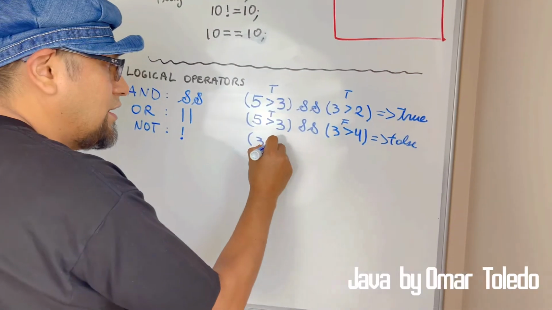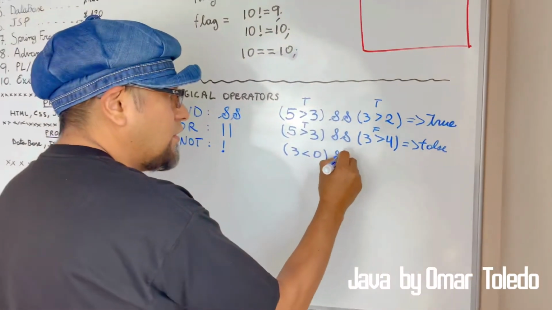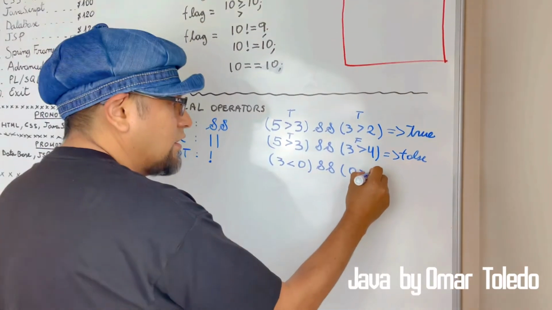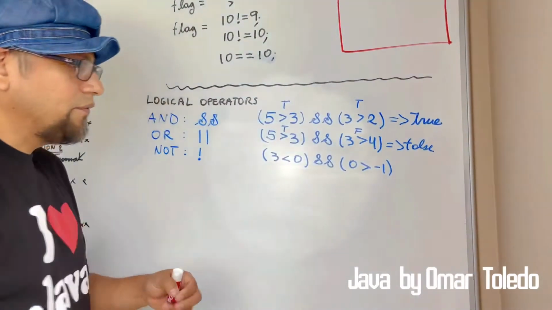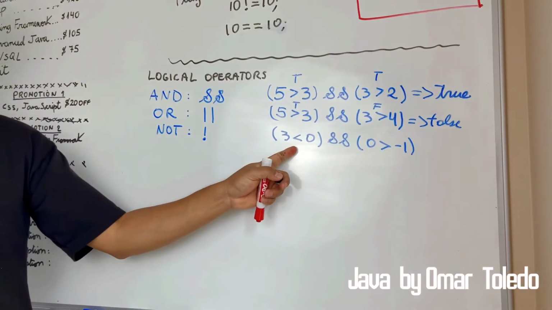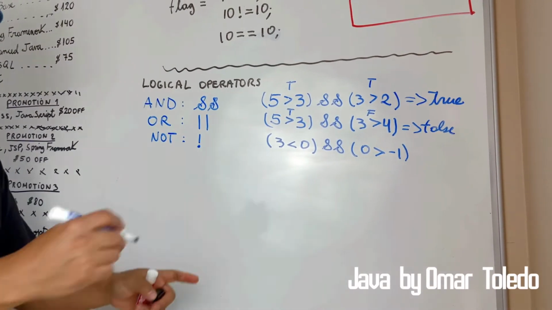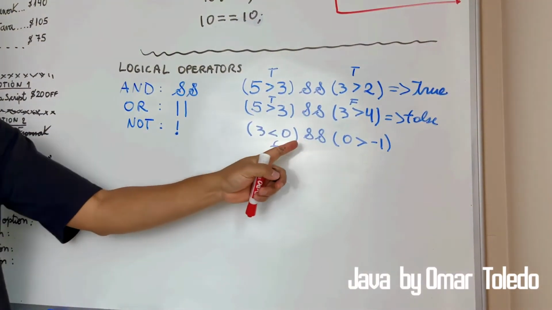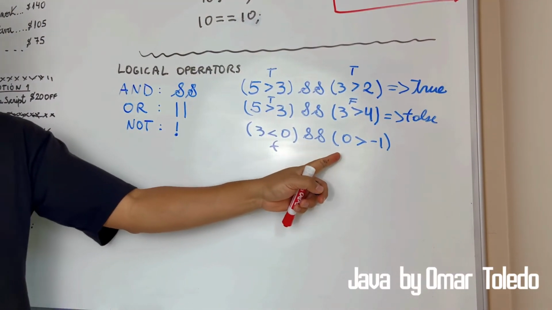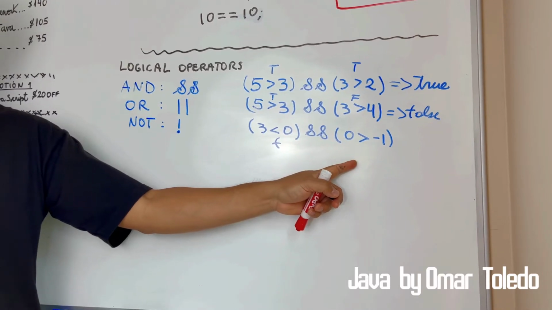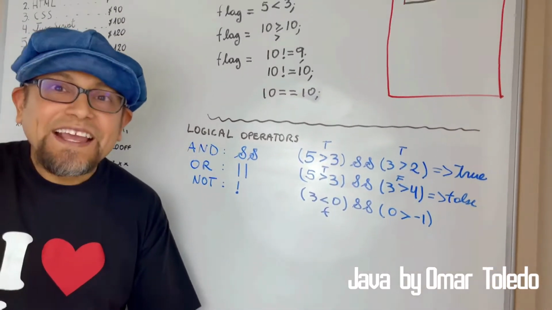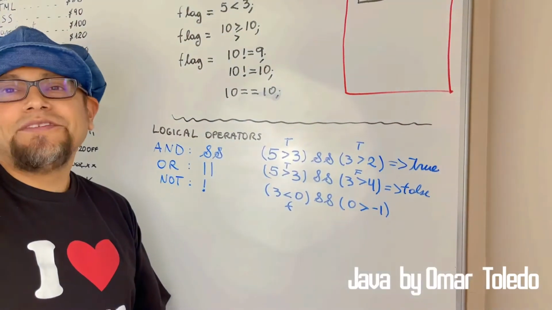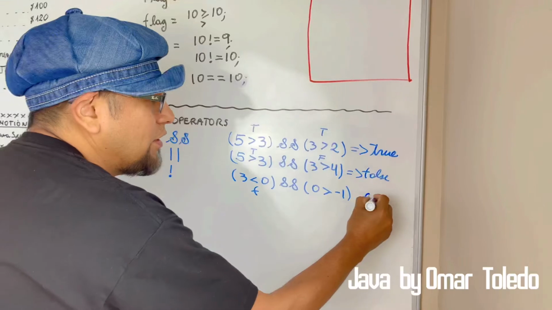3 less than 0 and 0 greater than -1. Okay. 3 is less than 0? No, that's false. Okay, question. If 3 is less than 0, that is false, and you have the AND operator, do you need to evaluate the other one? No, because you already know it's going to be false. Exactly. So you don't need to continue evaluating it. Don't waste your time. So this immediately evaluates to false.